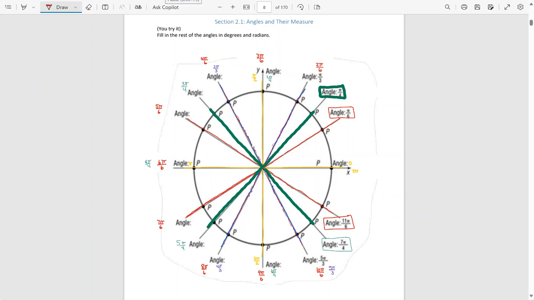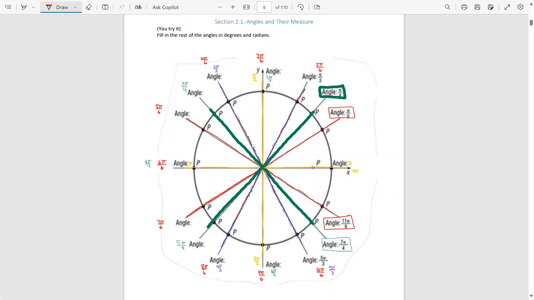So this is our unit circle that we're going to be using a lot of this semester. And it looks very complex and there's a lot of numbers on it. And it's like, oh my gosh, how am I going to remember all of this stuff? But there's a pattern to it. And if you see the pattern, you don't have to worry about memorizing things.